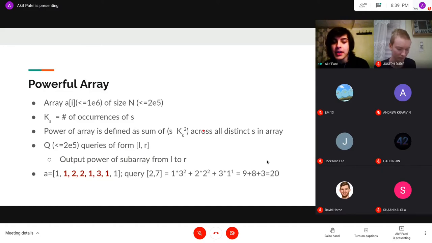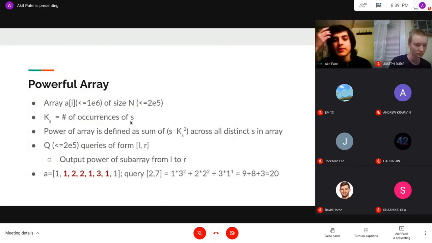However, note that I mentioned that A i is up to 1 times 10 to the 6, right? So then you don't even need the map. You can just store the occurrences in an array, and that gives you the log factor. You see that? And even if it wasn't, you could coordinate compress it, and that again gives you the log factor.